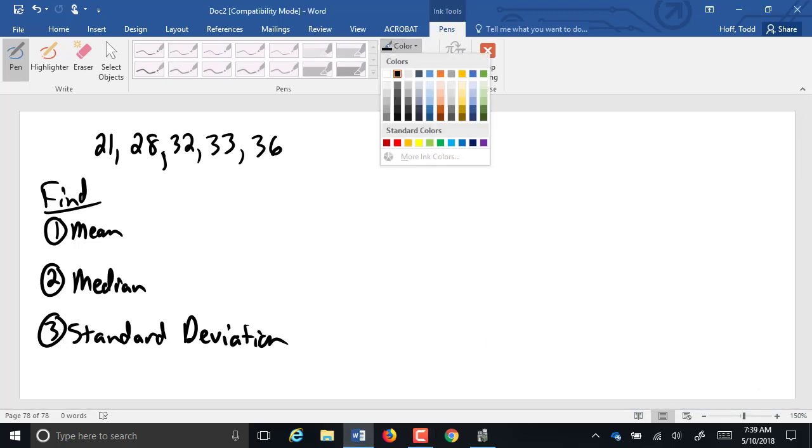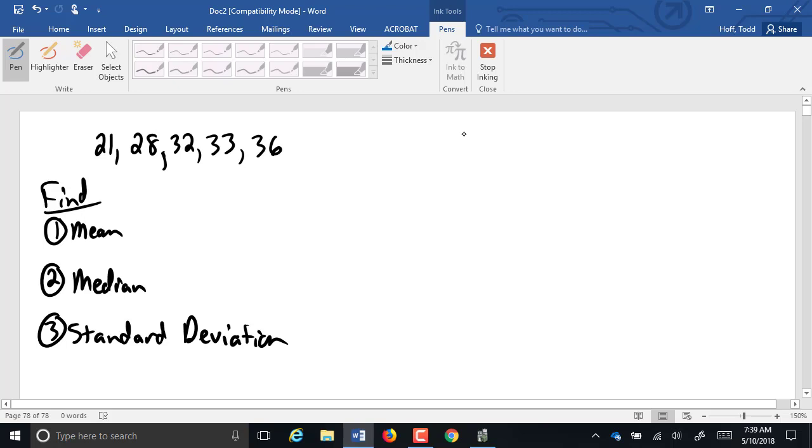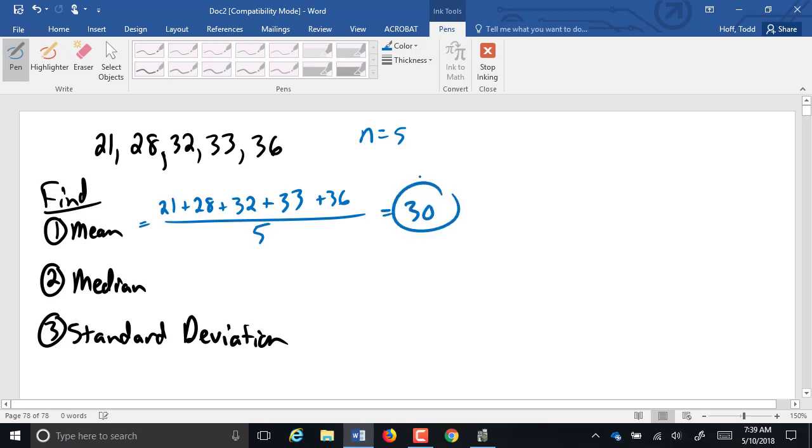How do we find the mean? Okay, so n equals 5. Why does n equal 5? There's 5 numbers in that list. So we're going to do 21 plus 28 is 49, plus 32 is 81. What does it add up to? 150. Thank you. It's 150 divided by 5 gives us a mean of 30.